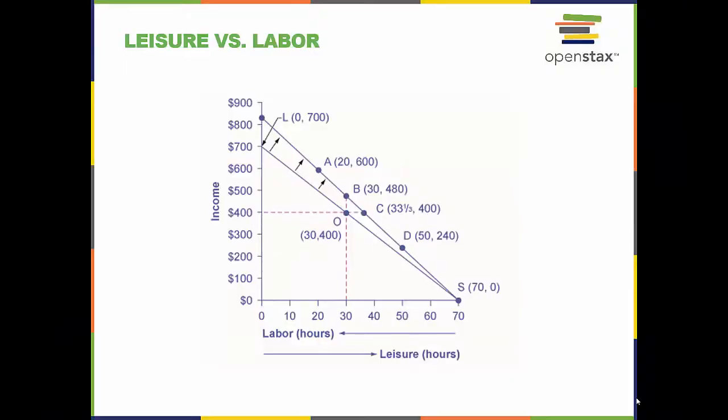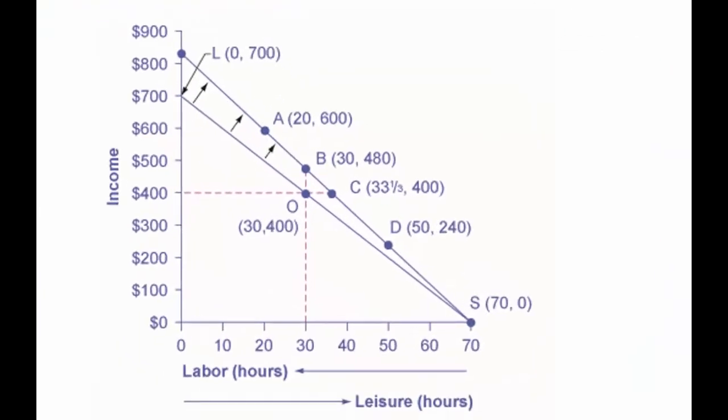Here we are, using the same model of the consumption choice budget constraint. But in this case, we are choosing how many hours to work versus how many hours to spend on leisure type activities. Let's say that our original choice is point O on the lower opportunity set. A rise in our wage causes our opportunity set to swing upward.